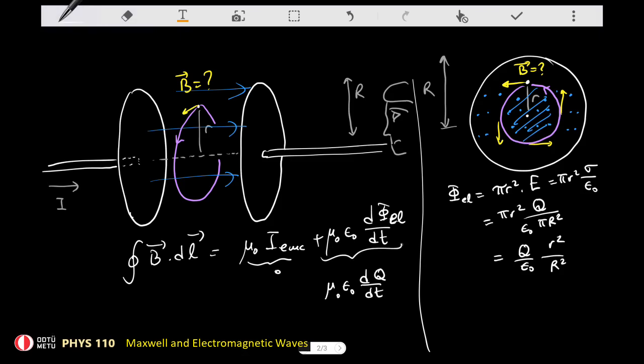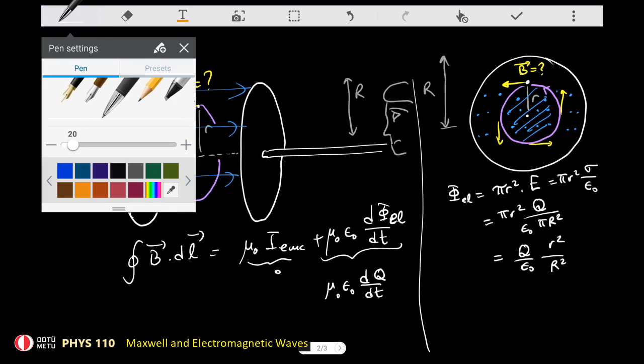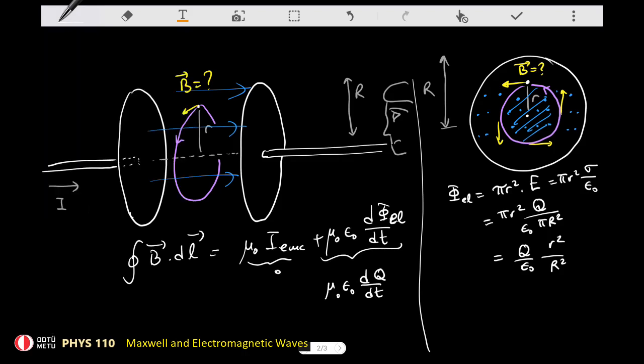So I'm still talking about the second term in here. Let me complete this equation. There was 1 over epsilon 0 in there, and then little r squared divided by capital R squared. So this is the term that's coming from Maxwell's contribution. All right, so that's the electric flux thing.